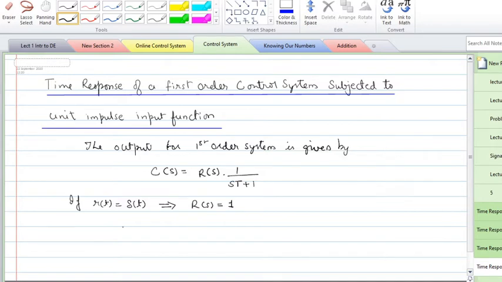So let's take the final response. Then in this way, this implies that C of S becomes 1 by ST plus 1, or take T as common. So it becomes 1 by T multiply 1 by S plus 1 by T.